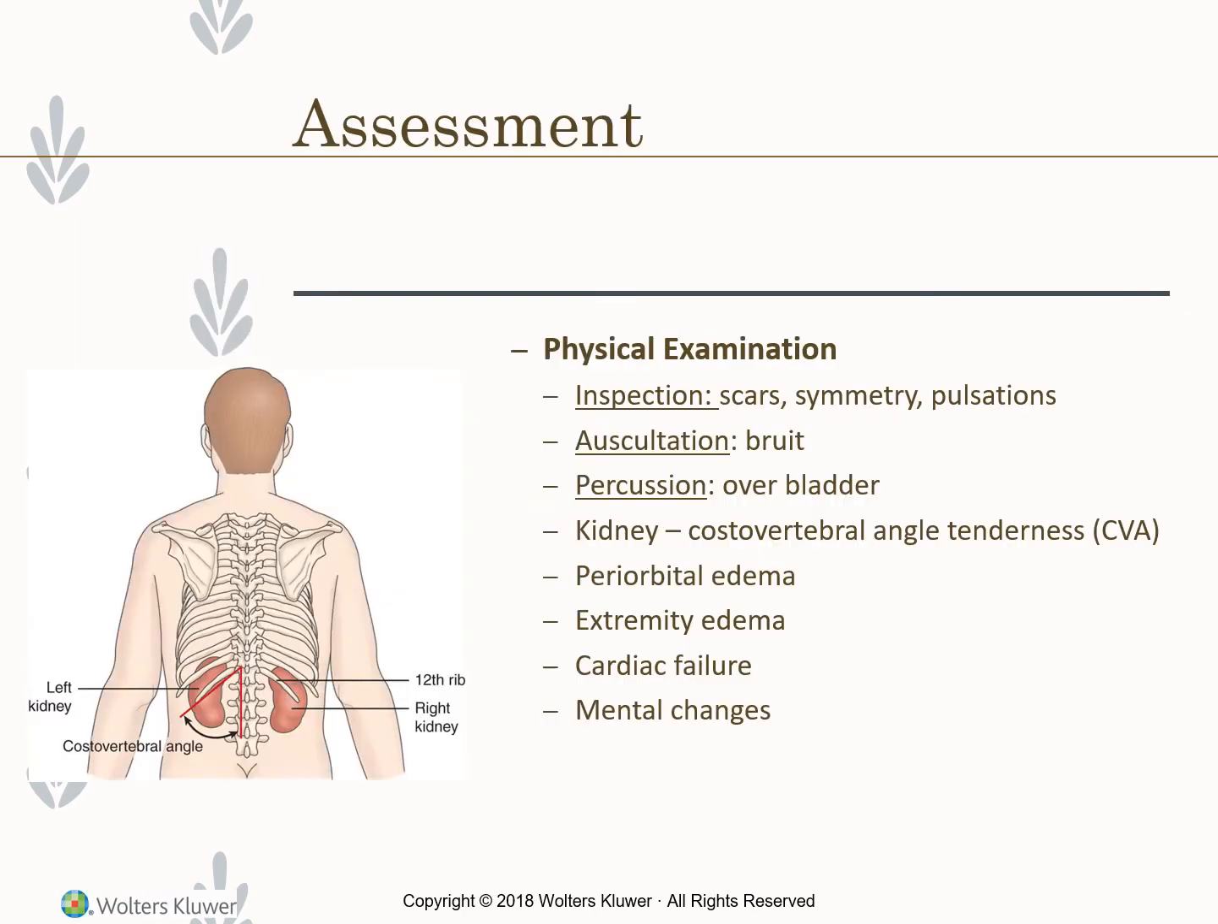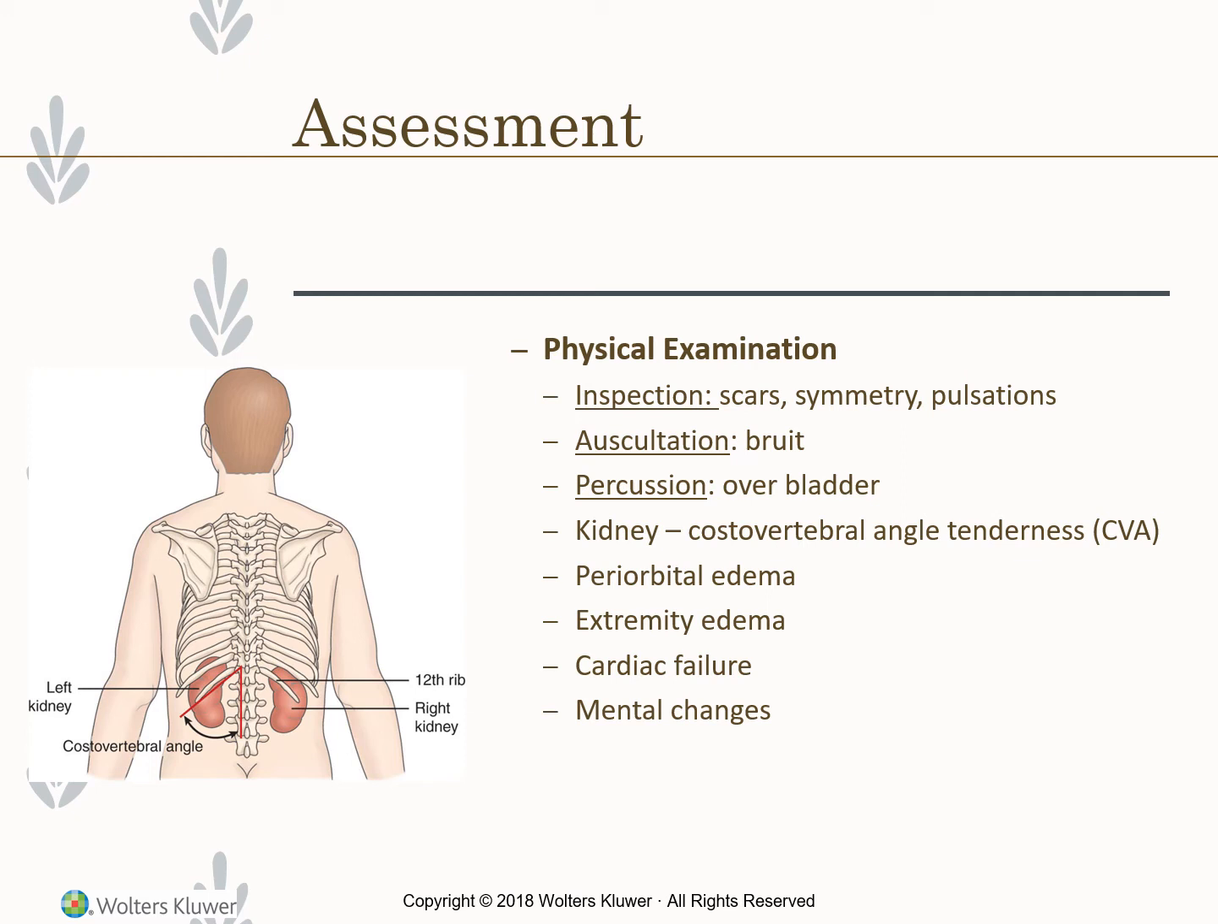Your assessment is going to include a physical exam, looking for scars, symmetry, and pulsations. As you can see, you're looking at the person from the posterior view. You're looking at where the kidneys would be, just below your 12th rib, and you can see the costovertebral angle here. That's where your kidneys would be, directly under that.